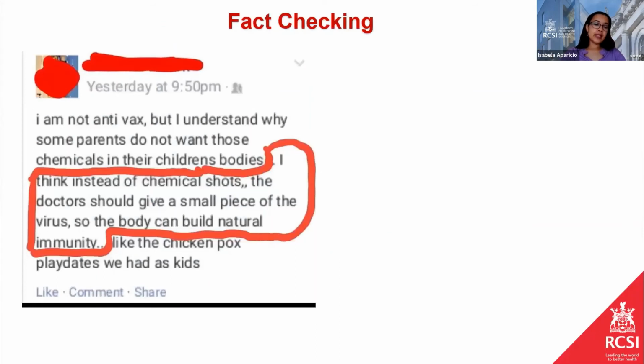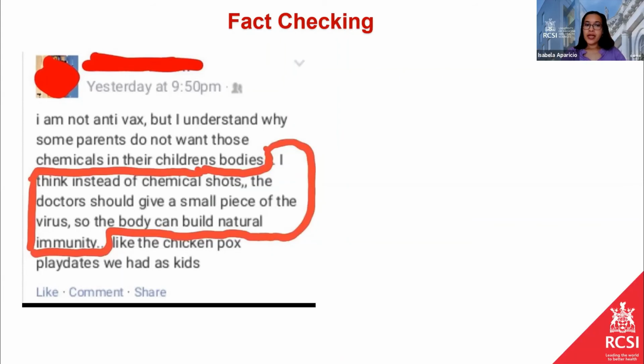So I like this example, going back to my story of the vaccine hesitancy, because this was a post a few years back, and this person said, I'm not an anti-vax, but I understand why some parents do not want those chemicals in the children's bodies. I think instead of chemical shots, the doctor should give a small piece of the virus so the body can build natural immunity, like the chickenpox play dates we had as kids.